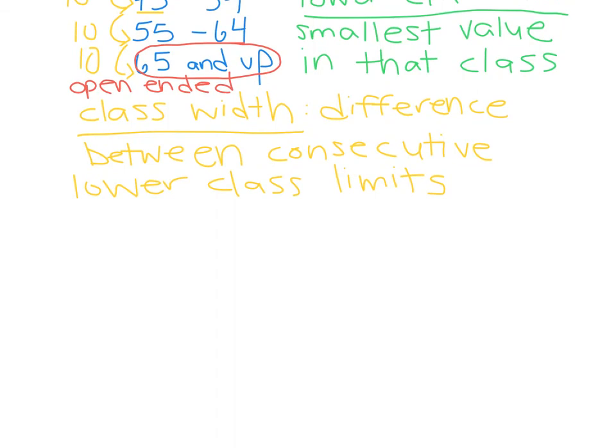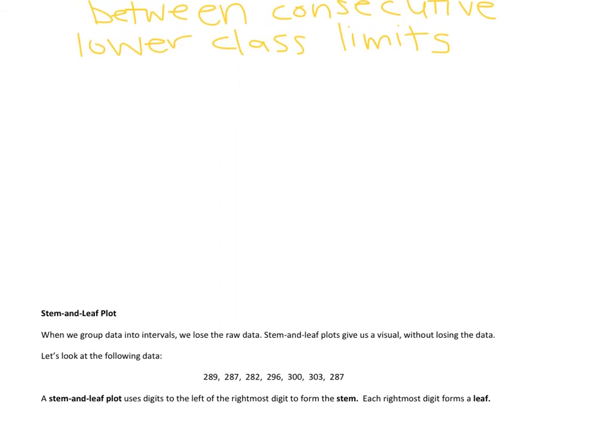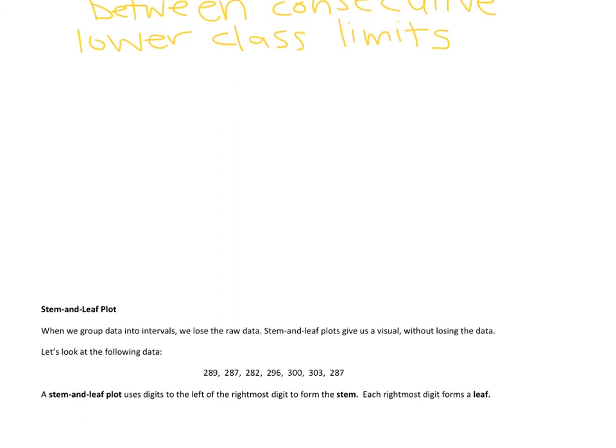Of course we're going to ask ourselves, how do we construct these classes? Why did I choose the starting point to be 25? Why did I choose the ending point to be 65? Why did I choose the class width to be 10? All right, there are no right answers.